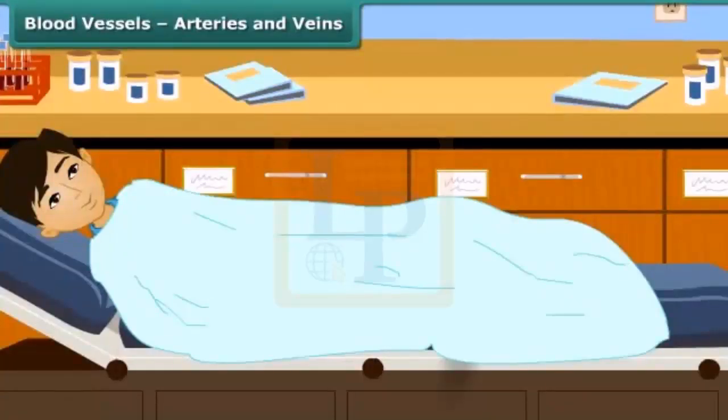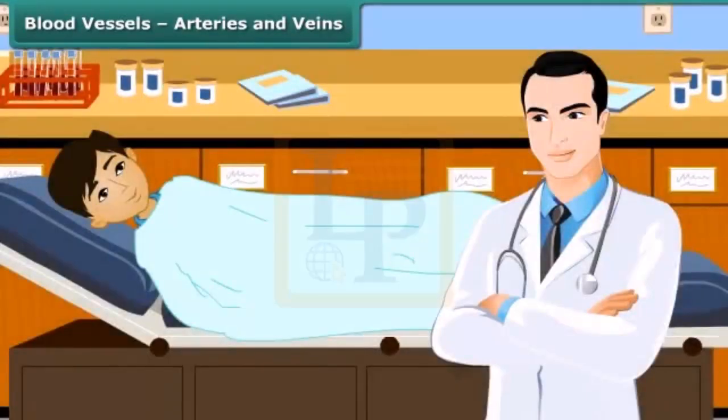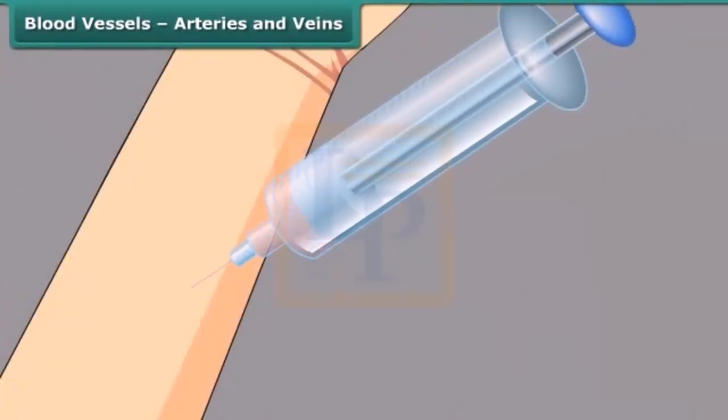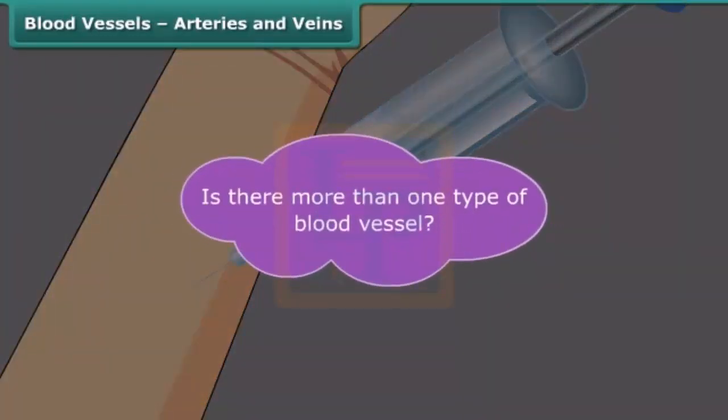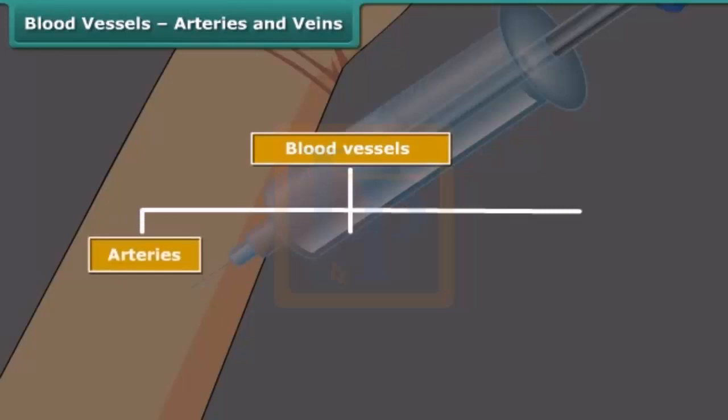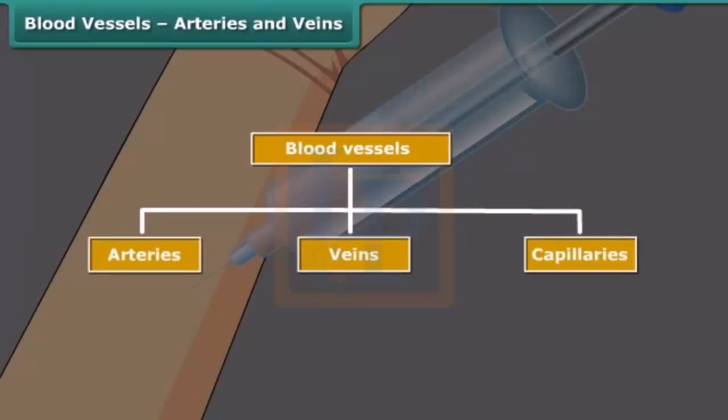Once when Rahul was unwell, his doctor recommended a blood test. The technician collecting blood samples first checks for a particular kind of blood vessel to prick and collect the blood. Is there more than one type of blood vessel? Yes. There are three types of blood vessels in our body: arteries, veins, and capillaries.